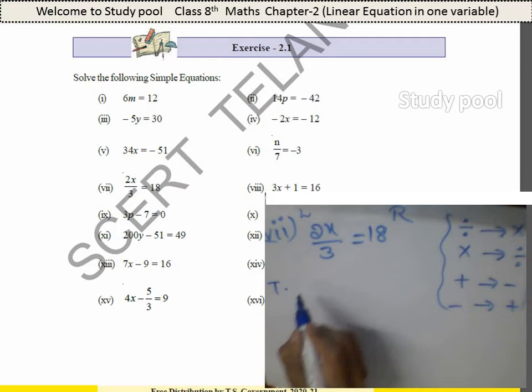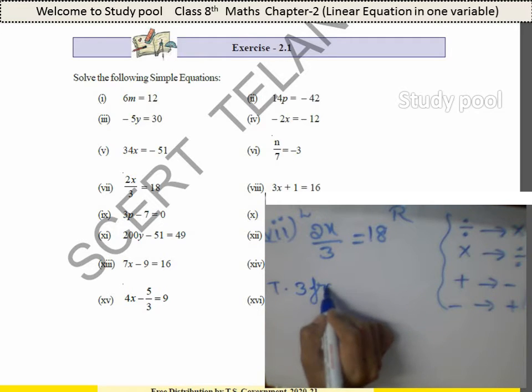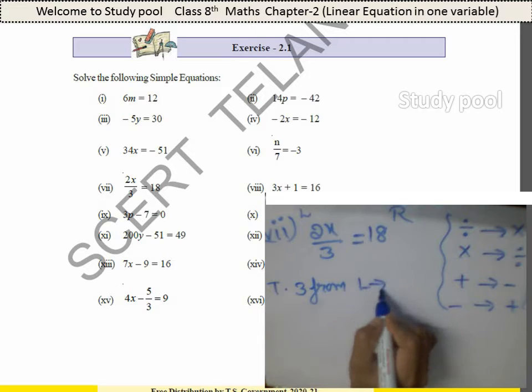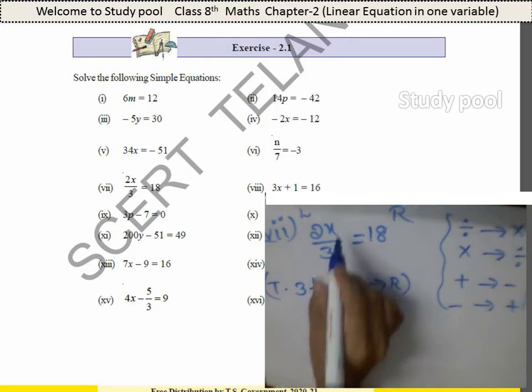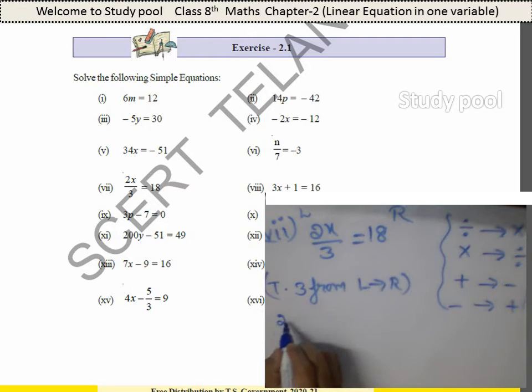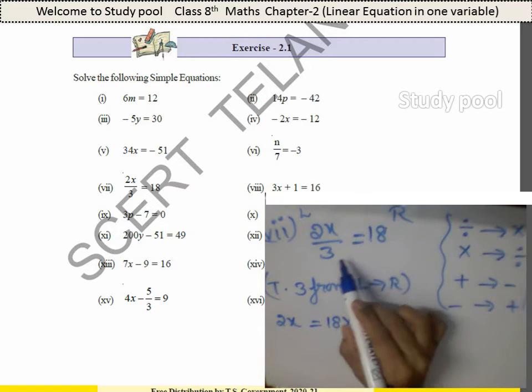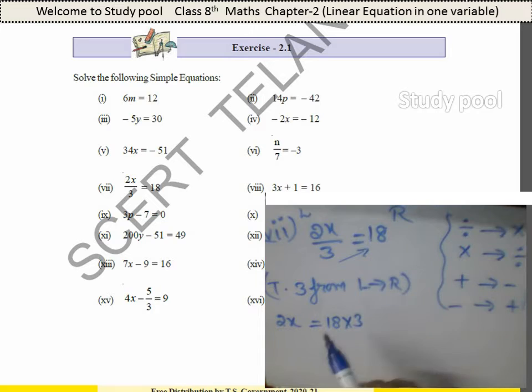Now let us see this. Transposing 3 from LHS to RHS, this will become 2x is equal to 18 into 3. This 3 will come to this side. So 18 into 3. Now 2x is equal to 18 3s are, 3 8s are 24, 3 1s are 3, 3 plus 2 is 5. So it will be 54.